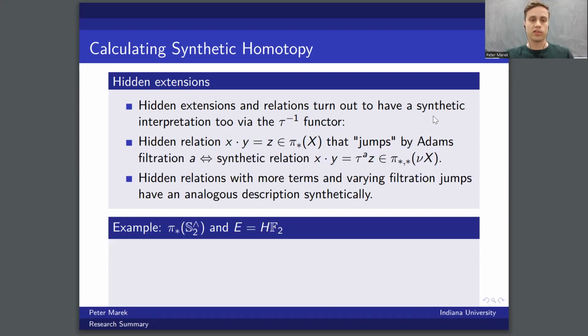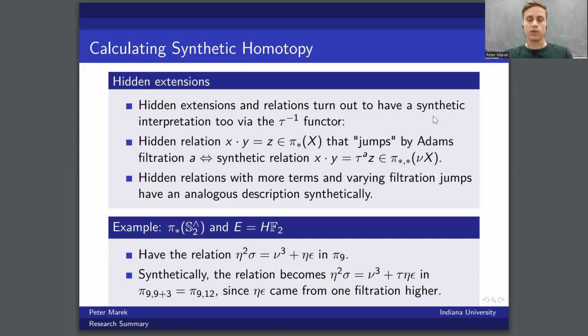In particular, if we look at the 2-complete sphere, we have this relation in pi 9, where the first two terms you see live in filtration 3, but the last one lives in filtration 4 in the Adams spectral sequence. So synthetically, the way we account for this is we write it the same, but we add a tau for the filtration 4 part, the eta epsilon term, because it came from one filtration higher. So that relation synthetically is keeping track of the information that eta epsilon came from one filtration higher.